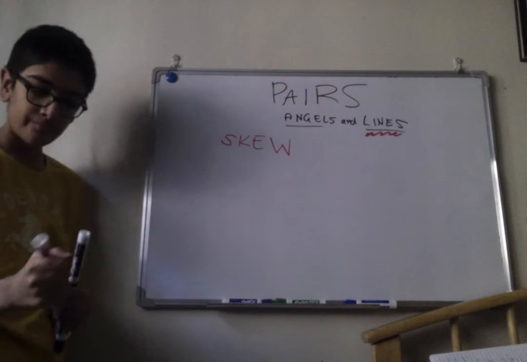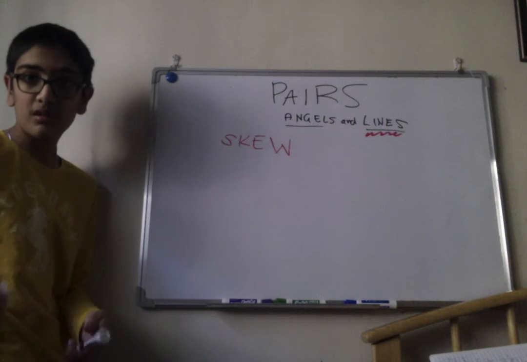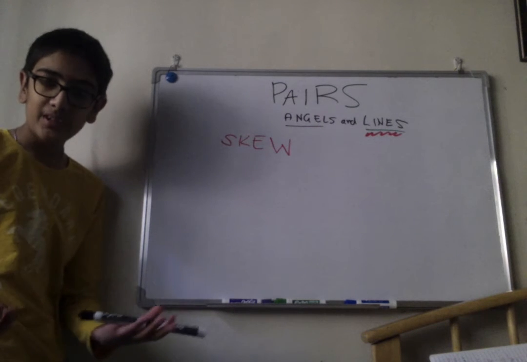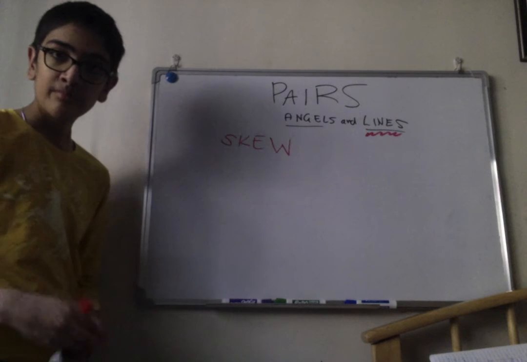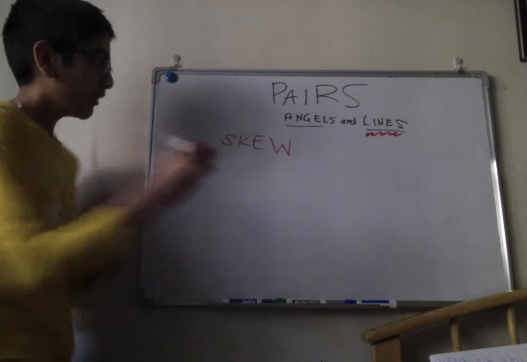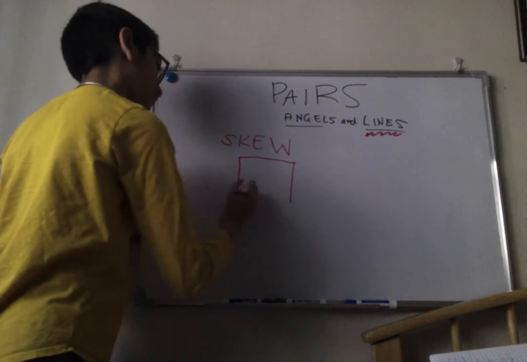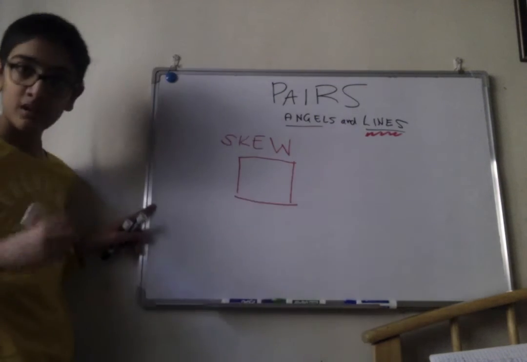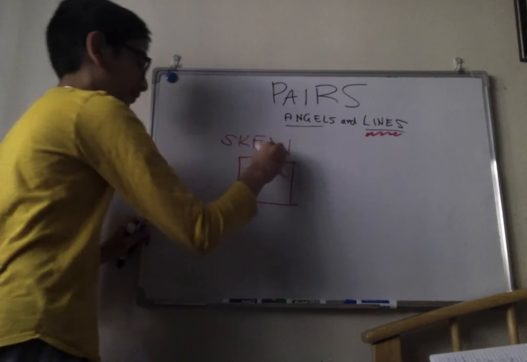So, what are skew lines? Skew lines are like parallel lines. But the issue is, they're not coplanar. What do I mean by this? Okay, let's say we have this plane. Okay, we got this plane over here. Now I'm going to try and draw another plane.